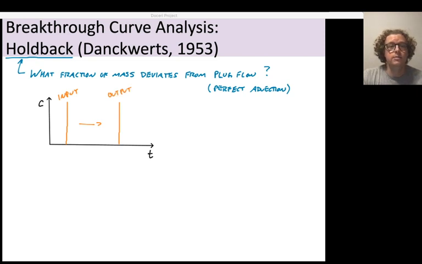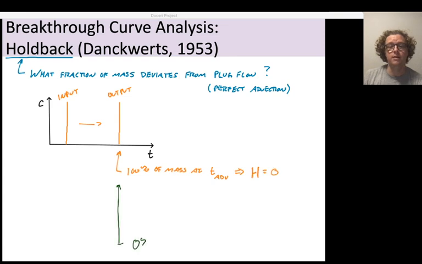So in a plug flow system, a signal that's put in at one end is simply translated to the other end of the system. You could think of that like setting your breakthrough curve on a conveyor belt. It doesn't skew, it doesn't spread, it doesn't change, it simply moves through the system. And so what Danckwerts does with this holdback function is ask, how much is our system like perfect plug flow?